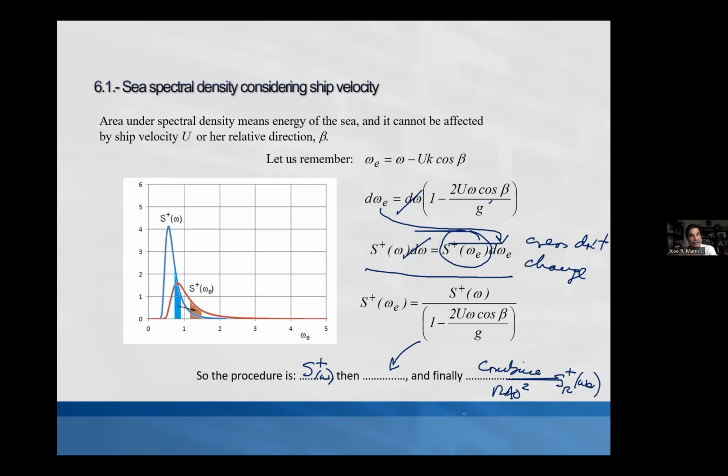The three steps. Okay, first we develop or apply a formulation to evaluate the spectral density of the incoming waves. Two, apply this process in order to consider that the area below the spectral density doesn't change. And finally, we combine the spectral density of the incoming waves as a function of the encounter frequency with the RAO, that's the response of the ship, at the encounter frequency. We combine these two and get the spectral density of the response of the ship as a function of the encounter frequency.